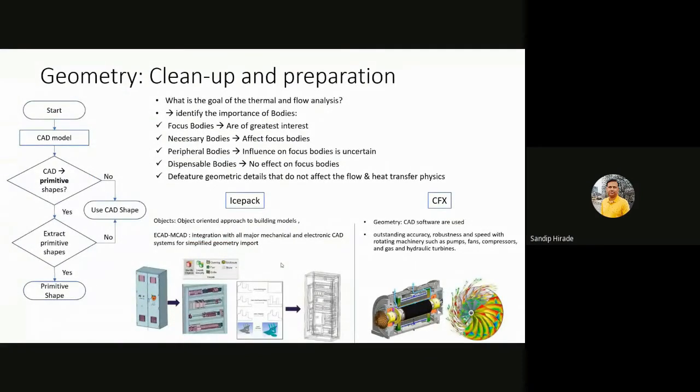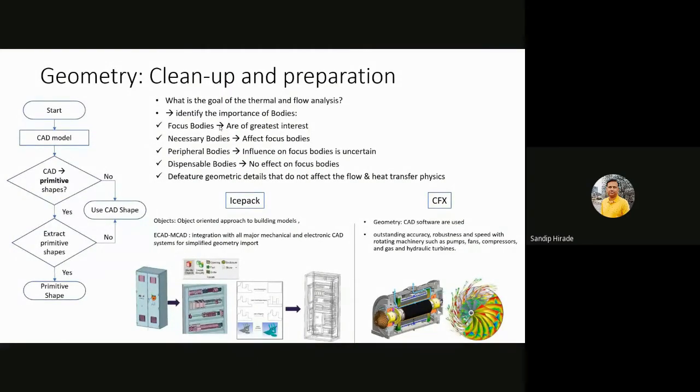When you get the geometry, which will be very complex, let's suppose here you can see you are modeling a steam turbine and generator, so you will have lots of components. In that condition, you have to consider what the goal of the analysis is and how you define your domain. You define your domain based on your area of interest. Then you identify the different components of the model. You will have focus bodies, necessary bodies, peripheral bodies, and dispensable bodies. The focus bodies are those of greatest interest to you. Necessary bodies are those that can affect your flow physics or the heat transfer, so they are necessary.